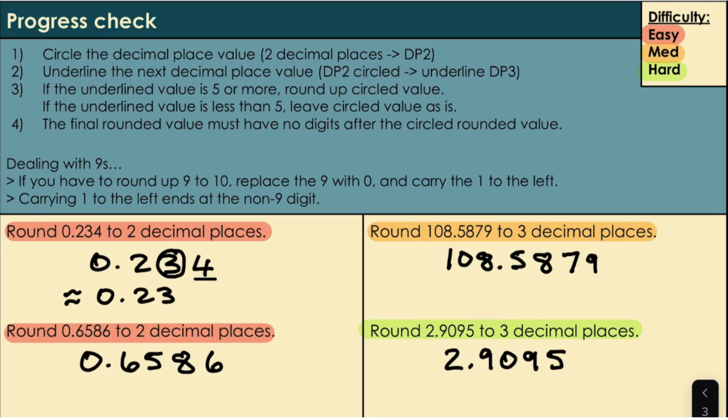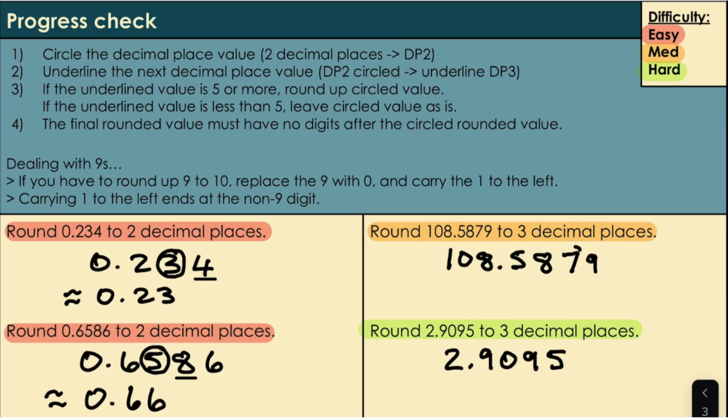Next example, 2 decimal places. So I circle my 5. The next digit is an 8. We underline it. 8 is more than 5, so of course we must round up. The circled 5 will go up to 6. And there are no digits after the 6. We are done.